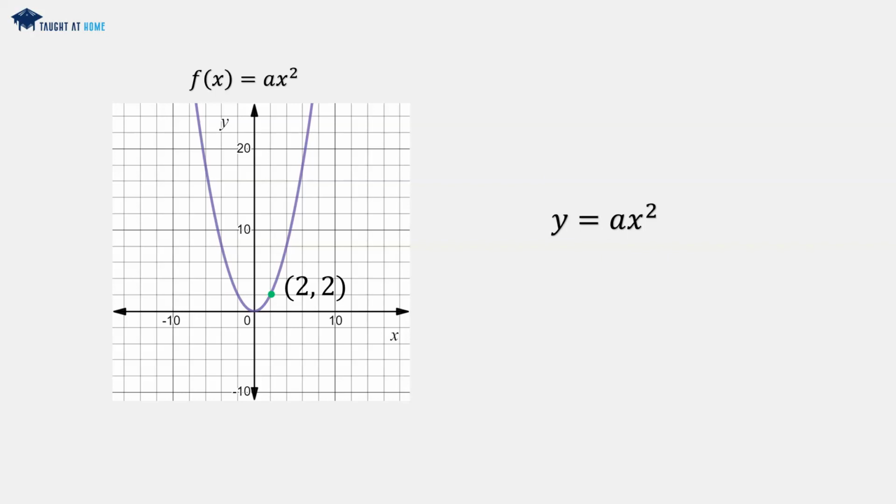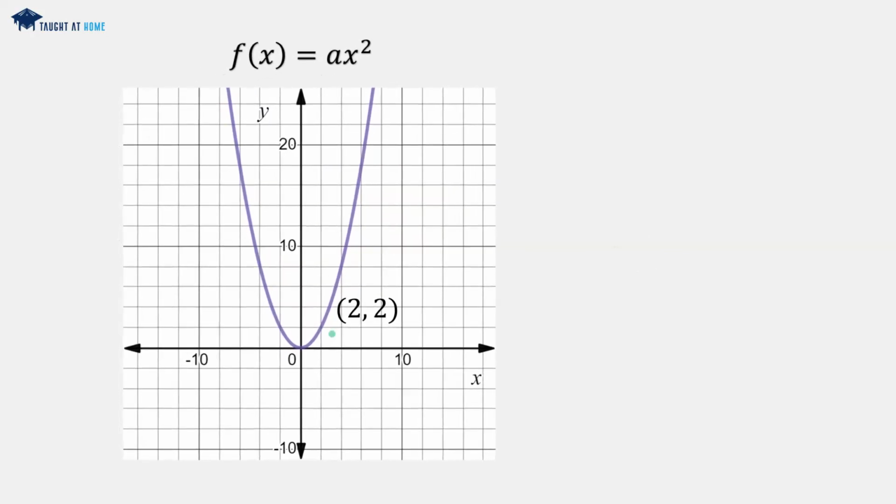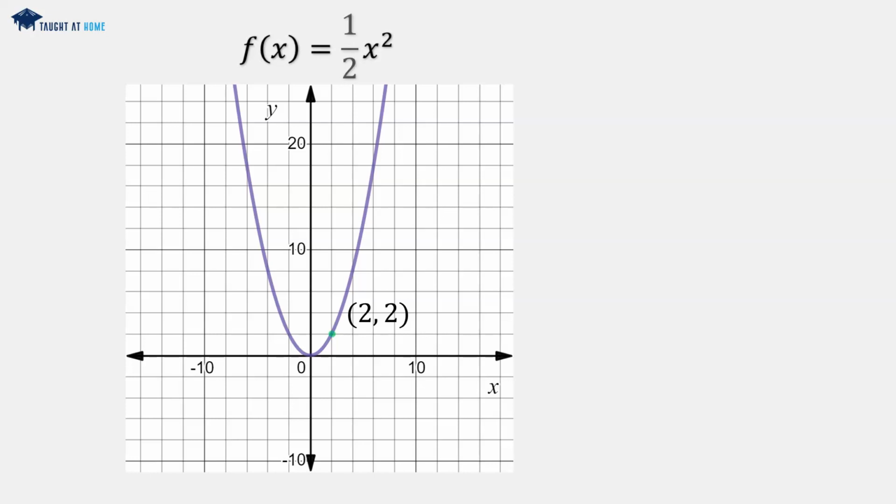What we're going to do is, f of x is the same as saying y, so y equals ax squared. And now we're going to substitute the coordinates for x and y into this equation and solve for a. So y is 2 and x will be 2. So 2 squared is going to be 4. Therefore 2 is equal to 4a. Rearranging for a is going to be 2 over 4, which is a half. Now we can put this back into the equation. So f of x equals a half x squared.